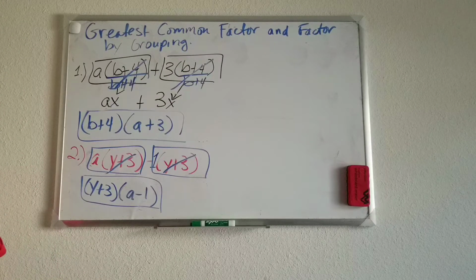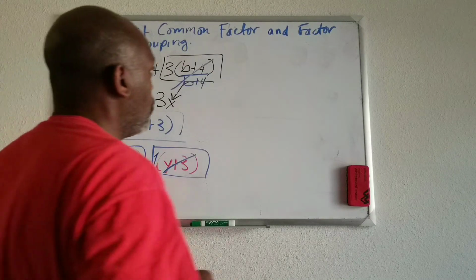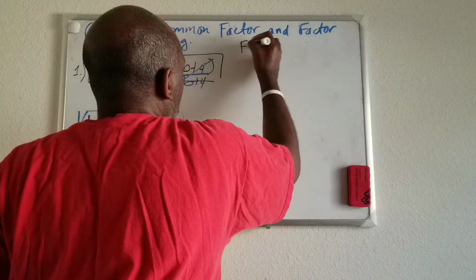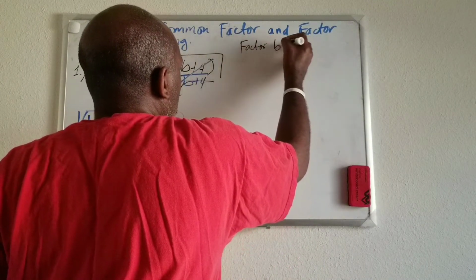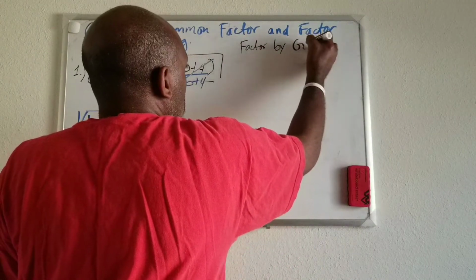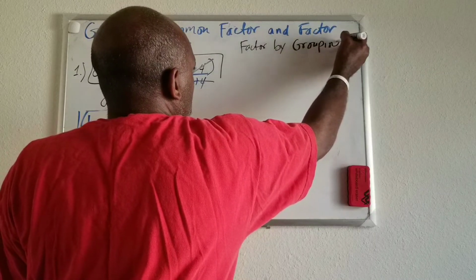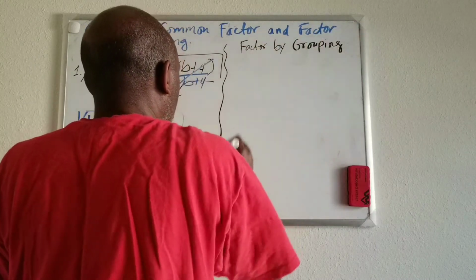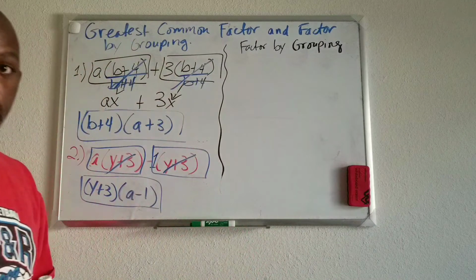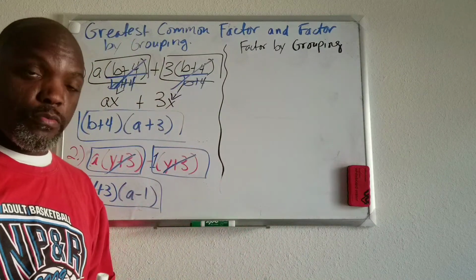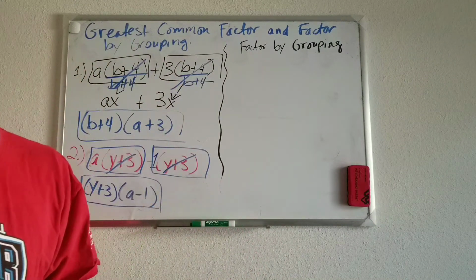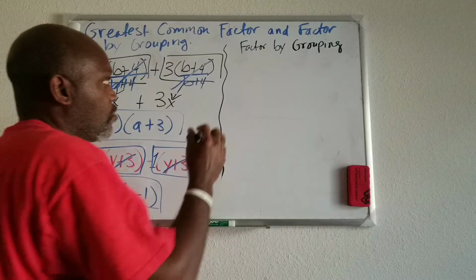Now we have something called factor by grouping. Factor by grouping. Okay. And factor by grouping is when you have 4 terms that make a polynomial. I'll show you what I mean.